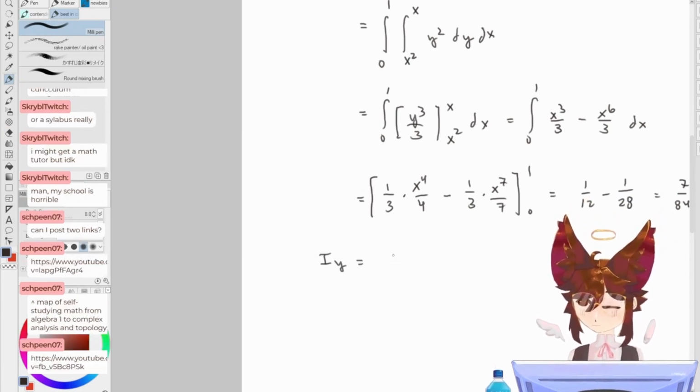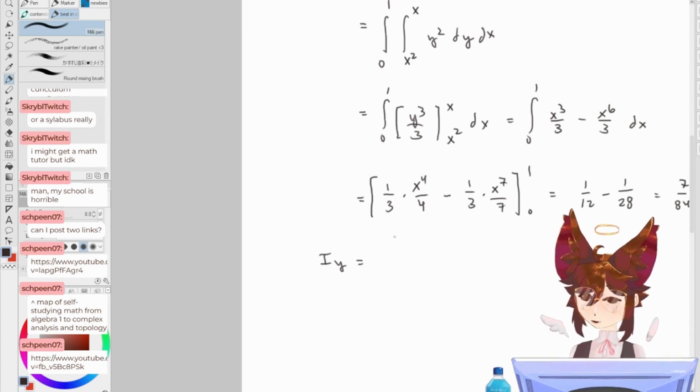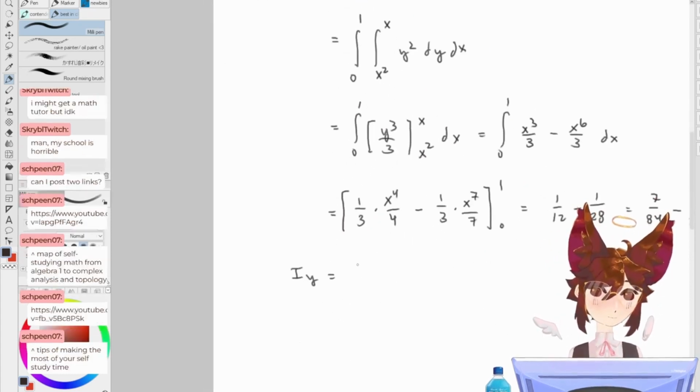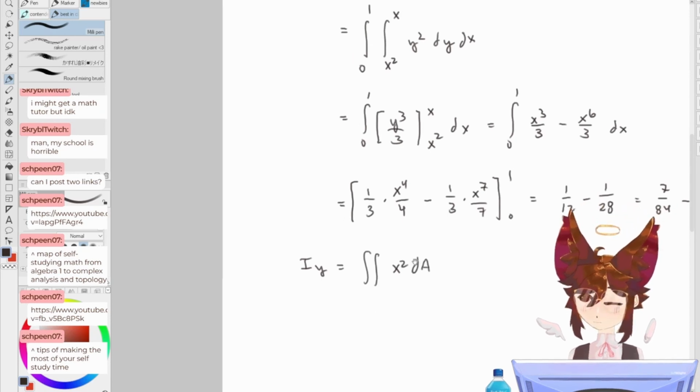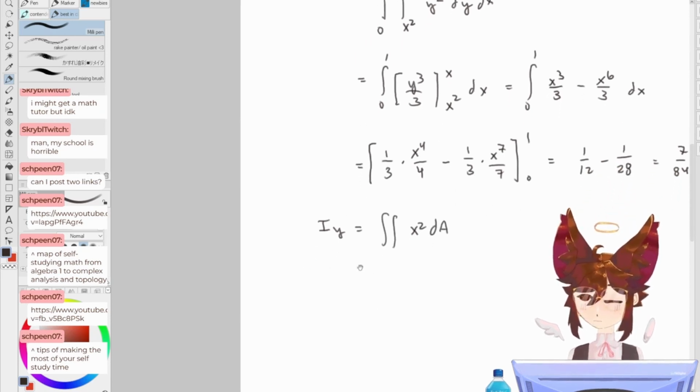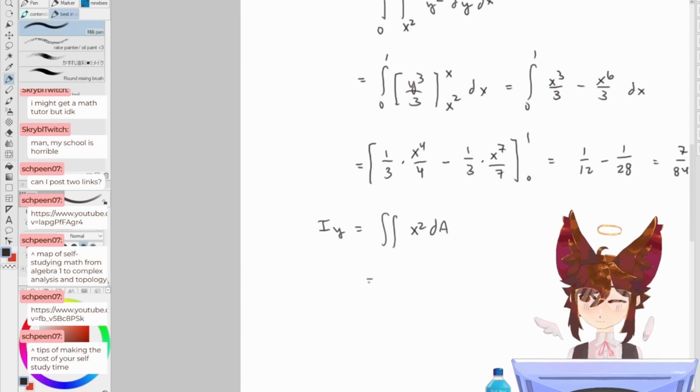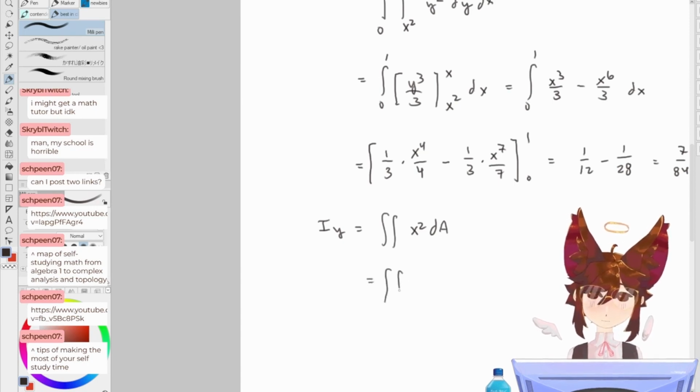Map of self-studying math from Algebra 1 to complex analysis and topology? Oh, that's awesome. X squared dA. Tips of making the most of your self-study time. Oh man, these are great resources. Thank you so much for putting them there.